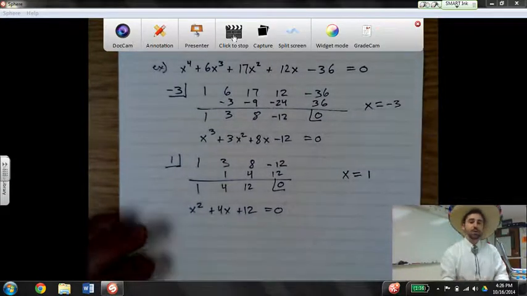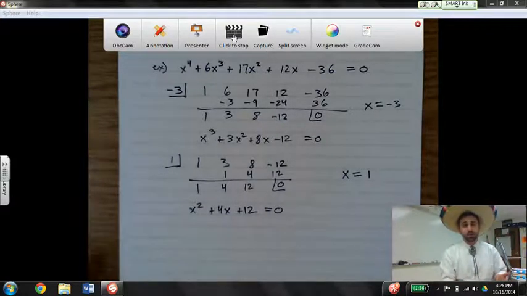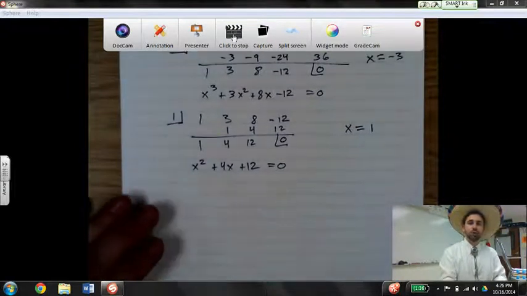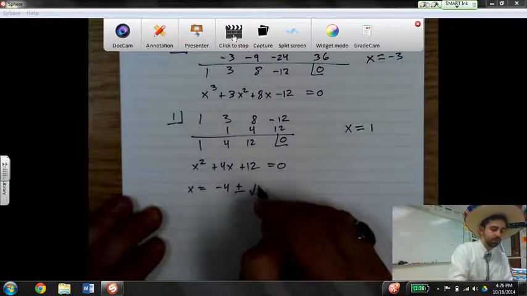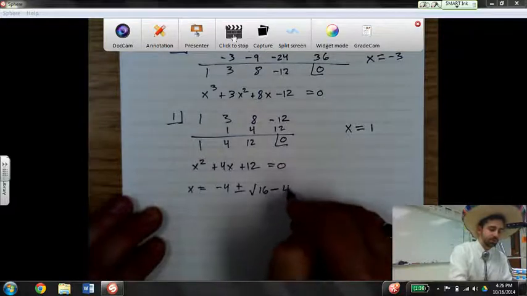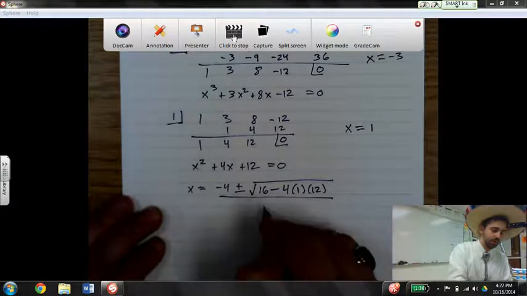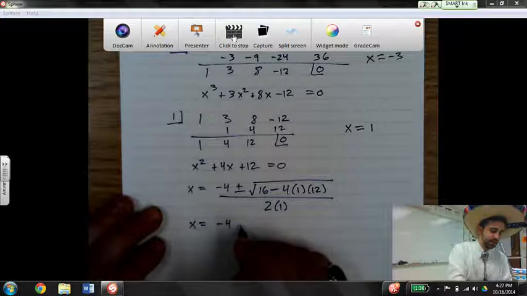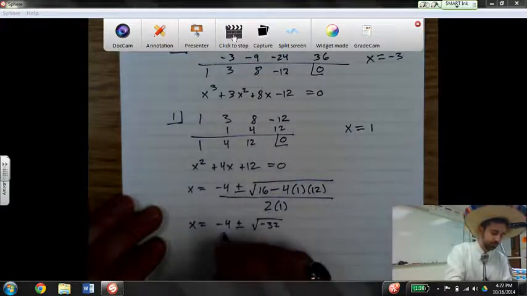So from here, a quadratic, we know how to solve this. You can pick factoring, completing the square, or quadratic formula. In this case, this is not factorable, and so I will solve using the quadratic formula. Opposite b, plus or minus the square root of b squared minus 4ac, all divided by 2a, which when I simplify down will give me the square root of negative 32 divided by 2.